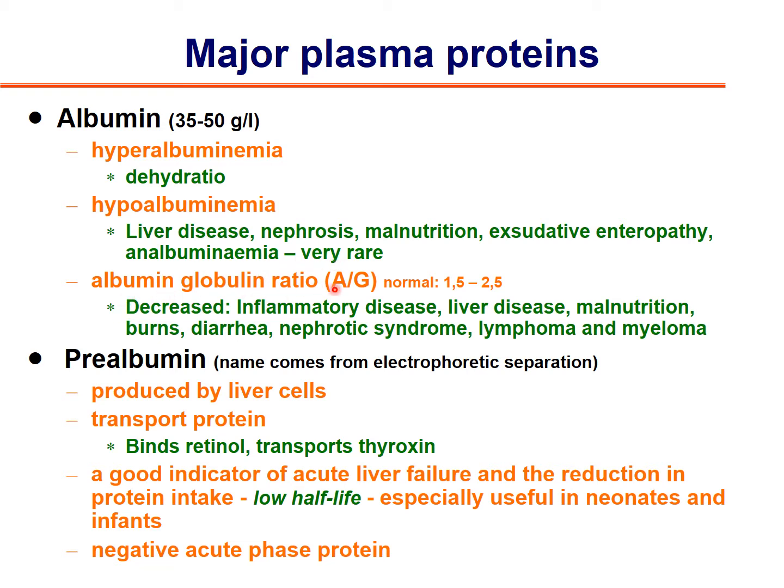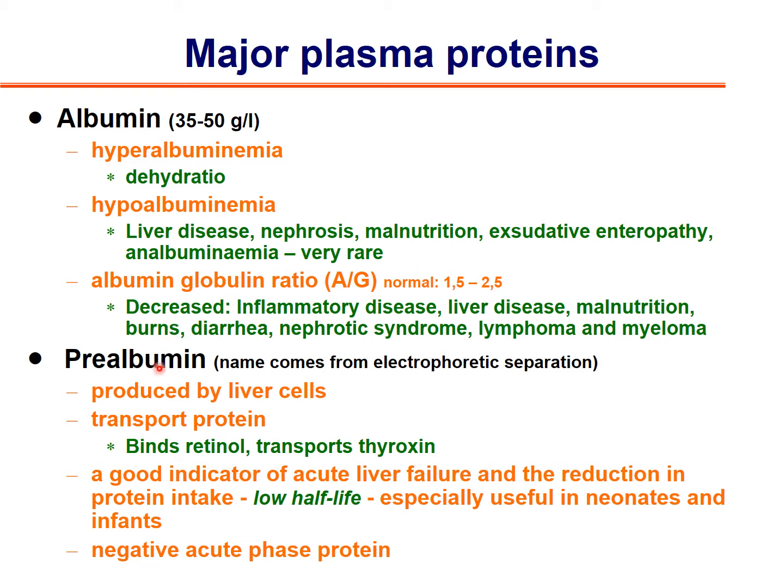The albumin globulin ratio is when we compare the albumin, the first peak, with alpha 1, alpha 2, and the other globulins, that is the globulin fraction. They used to measure it, and this ratio ranges from 1.2 to 2.5. In any kind of alteration, a decrease of albumin or increase of globulin due to inflammation, that ratio is going to change. It usually decreases, as I mentioned, in inflammatory diseases, liver diseases, malnutrition, burns, diarrhea, nephrotic syndrome, lymphomas, and myeloma.